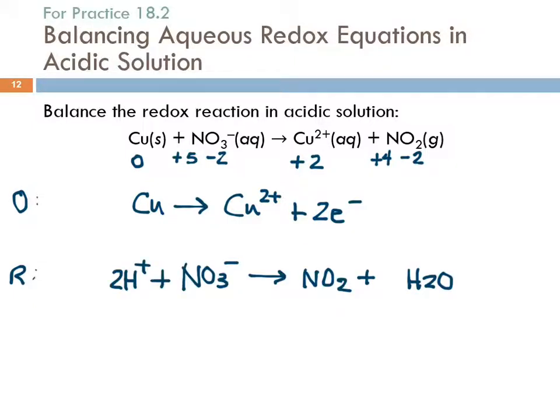Okay, so on the right side, total charge is 0. On the left side, what's the total charge? +1. So how many electrons do I need? I just need 1 electron.